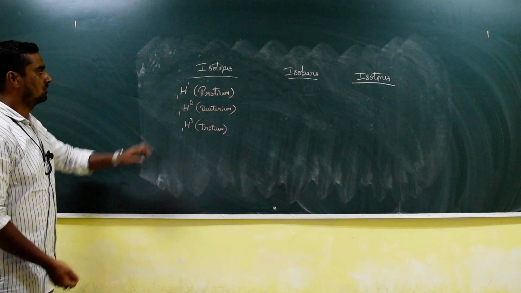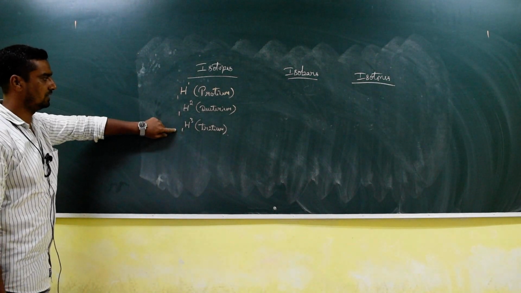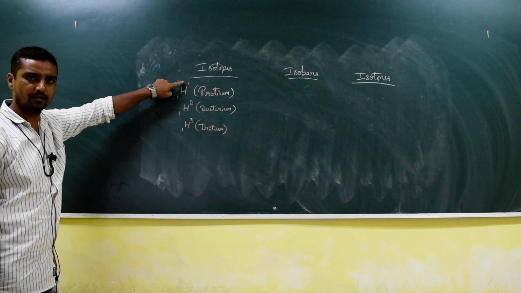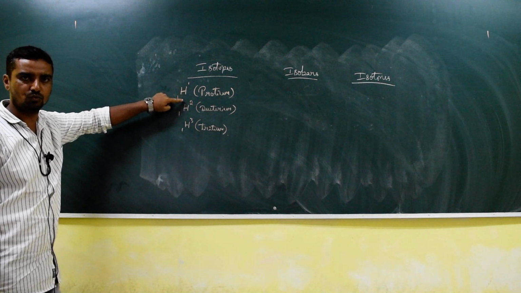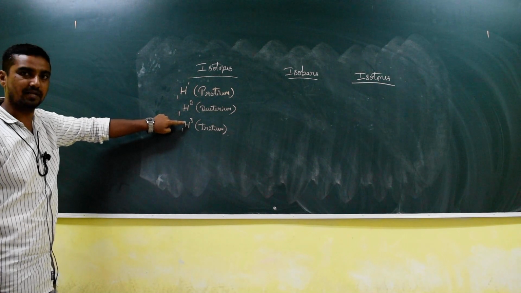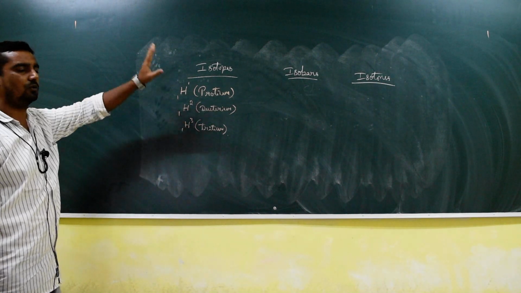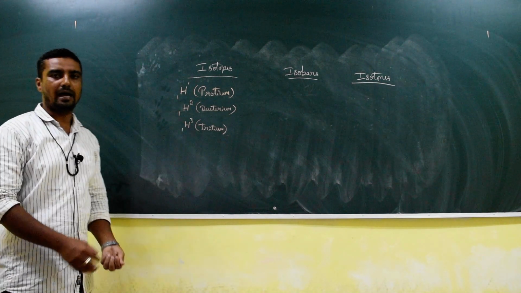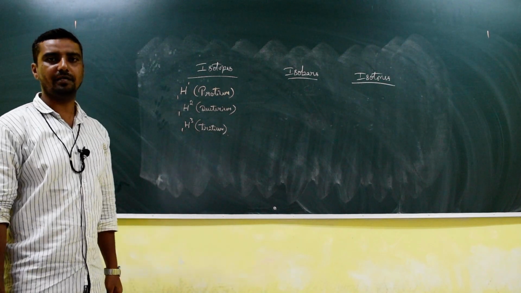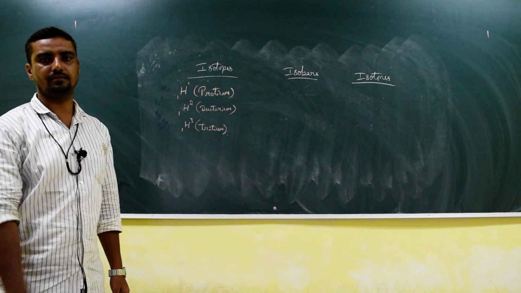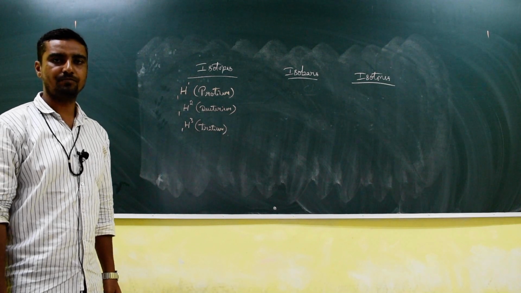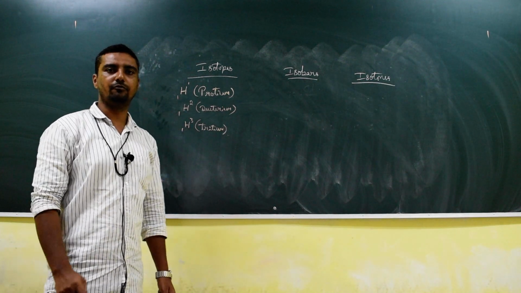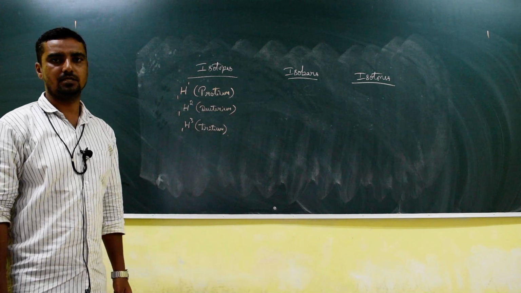See here, the atomic number is 1 in all of them. If we go for mass number, the mass number of protium is 1, of deuterium is 2, and of tritium is 3. So this one we call isotopes. The atoms which contain the same atomic number but different mass number are called isotopes.